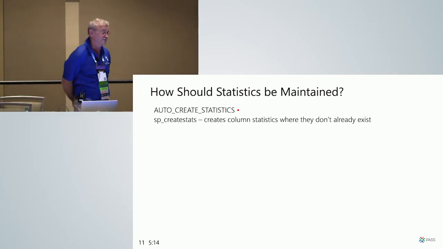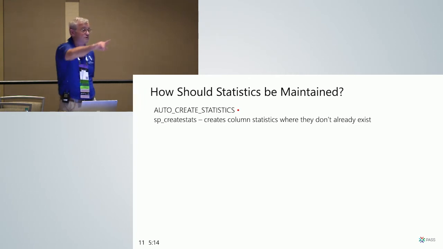System-generated statistics are only for one column. Indexes obviously can have more than one column, and manually created statistics can have more than one column, but system-generated ones are only one. There was another question?